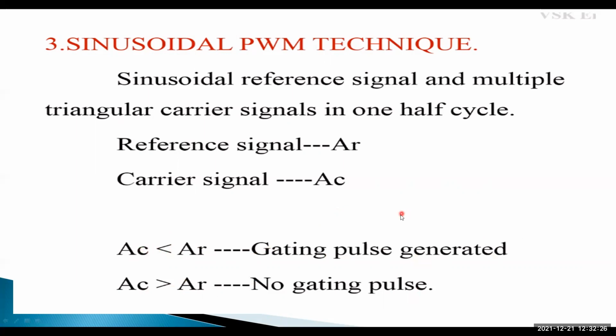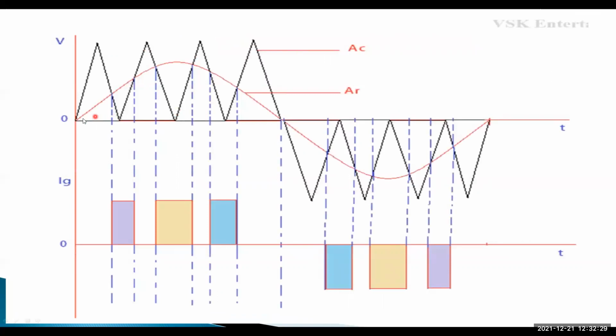This is the important concept, so try to concentrate here. Sinusoidal is called the reference signal, and the multiple triangular signal is called our carrier signal. Here only one reference sinusoidal signal is used; in some cases two different signals are used, but here there is one reference sinusoidal signal, and the multiple triangular signal is called the carrier signal. So try to consider this.